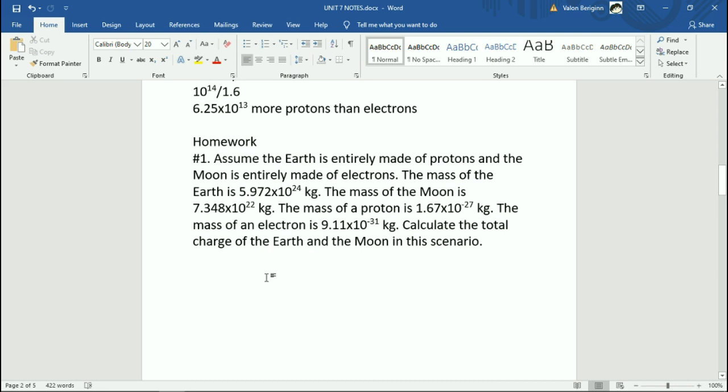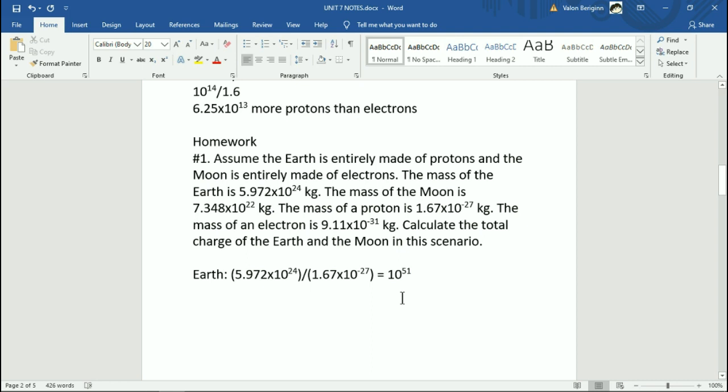So let's start with the Earth first. We have the mass of the Earth, 5.972 times 10 to the 24. And we're going to divide that by the mass of one proton. That would then give us how many of those protons we need to get to that mass of the Earth. So if you divide this, 10 to the 24 divided by 10 to the minus 27, that's subtracting the exponent. So 24 minus negative 27 gives us 10 to the 51. Yeah, 10 to the 51.